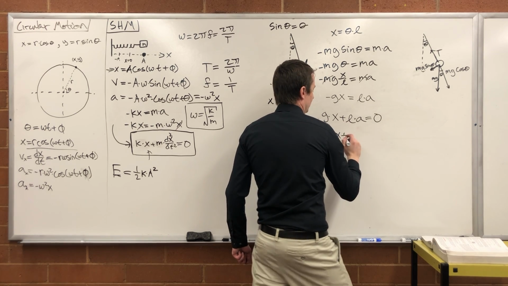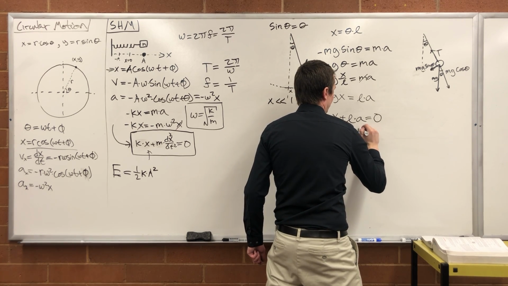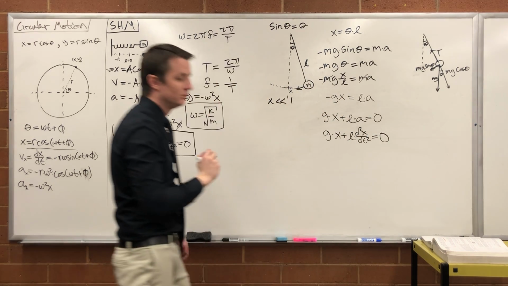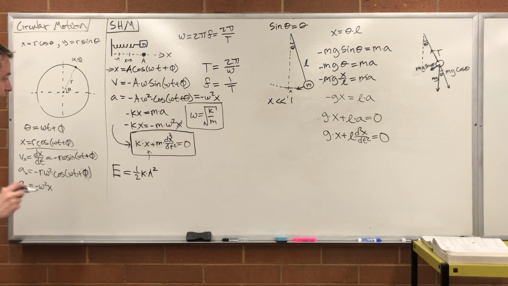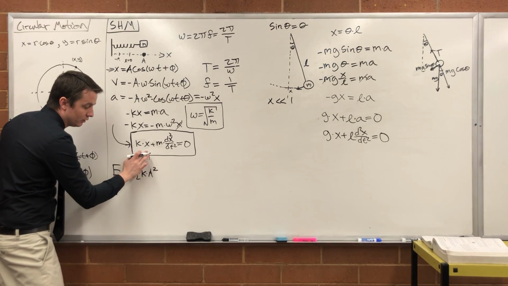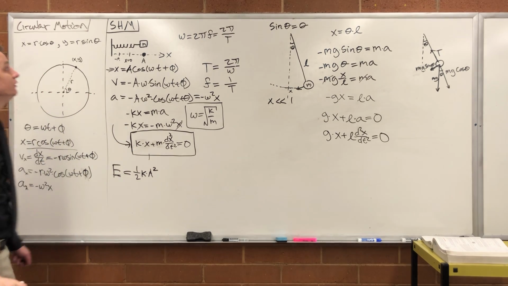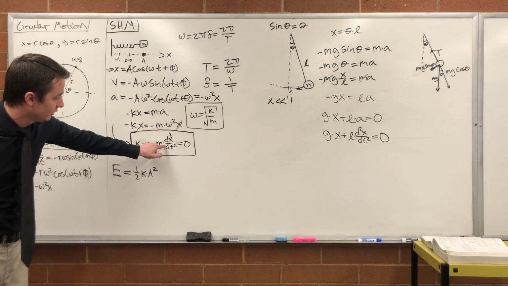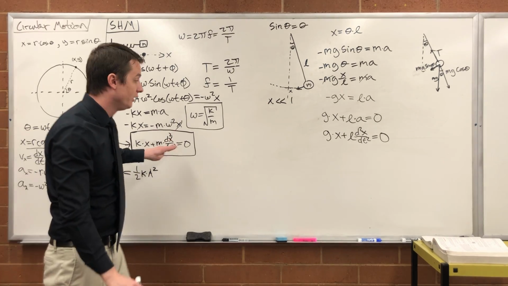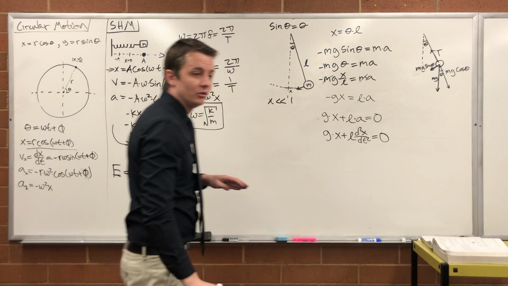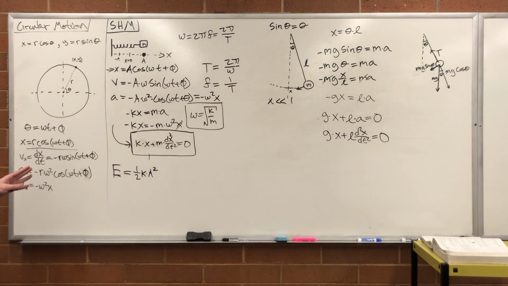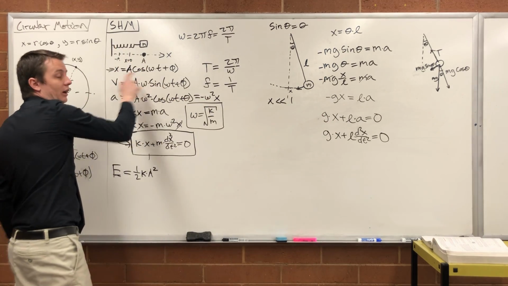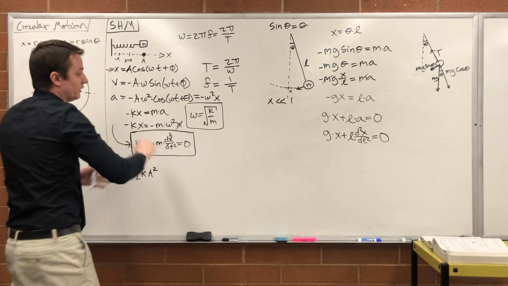G times X plus L times the second derivative of X with respect to T is equal to 0. That is exactly our condition for simple harmonic motion. We have some constant times X plus some constant times the second derivative of X equal to 0. When you have that, you have simple harmonic motion. So now I know that I can model my X position with this function right here. And all of this comes out for free.